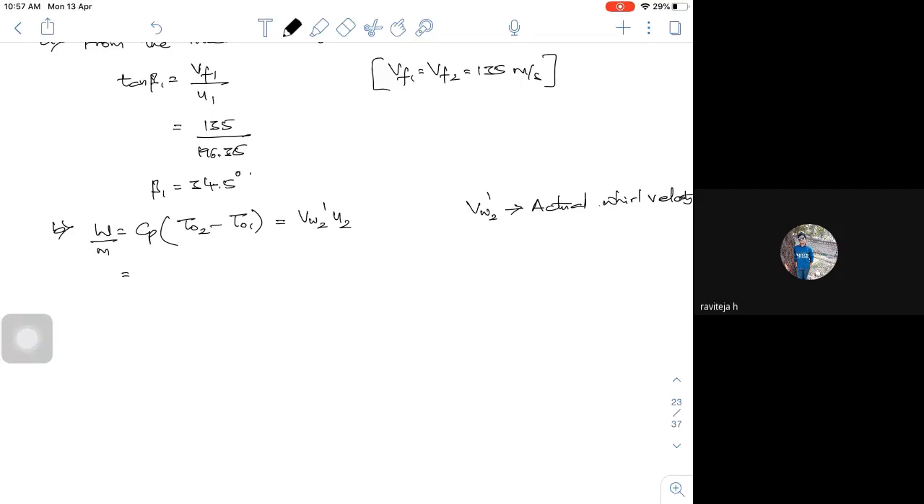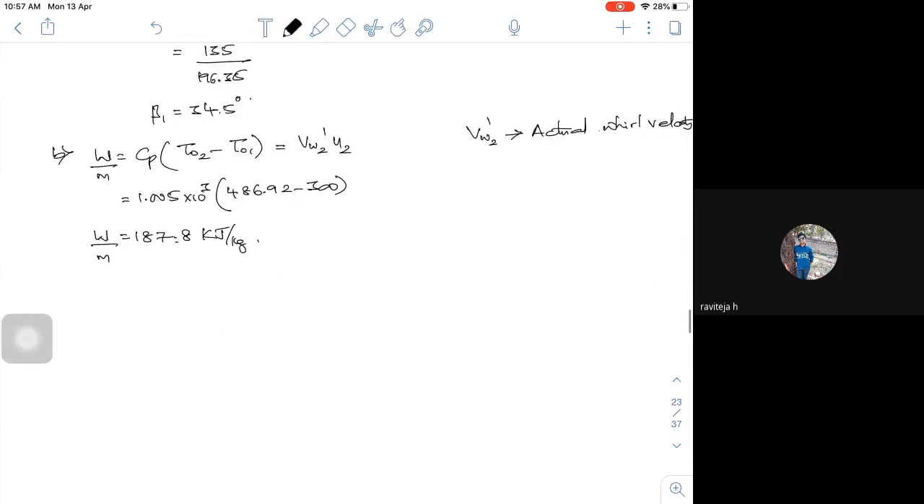So if I take Cp value as 1.005, and multiply by T02 minus 300, that is 486.92 minus 300, I get my W by M, which is the specific work, as 187.8 kilojoules per kg. And this W by M dot is equal to VW2 dash into U2.